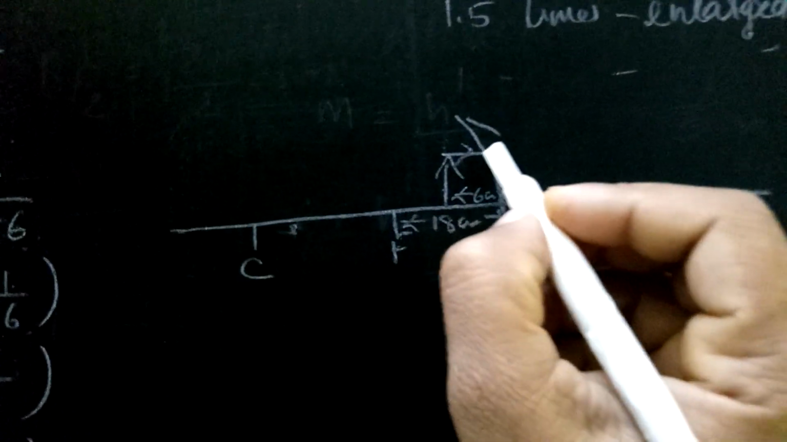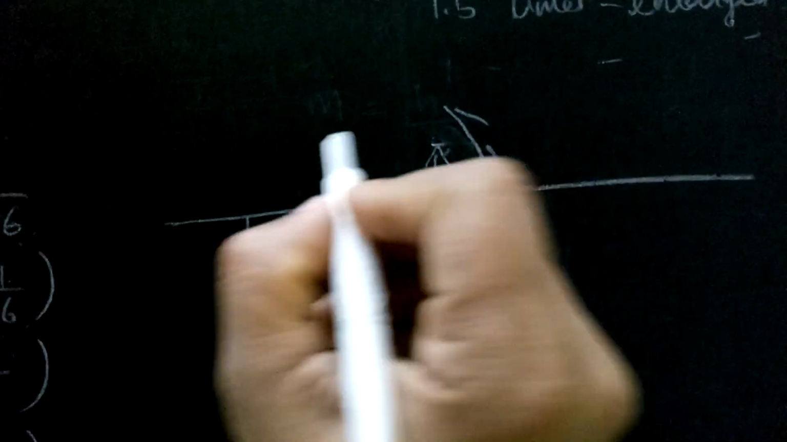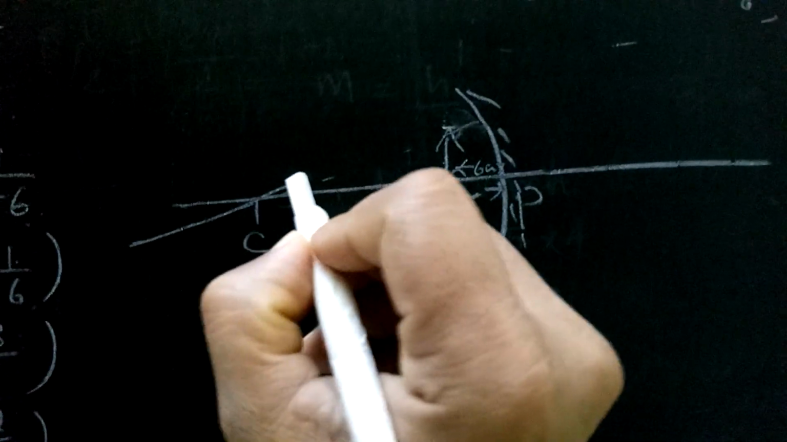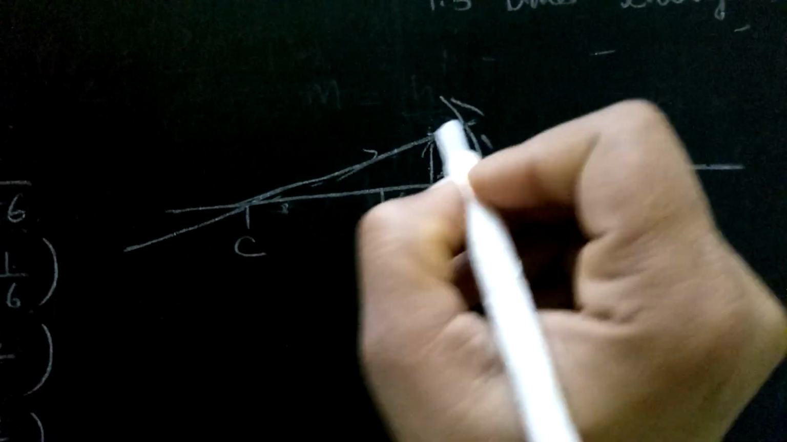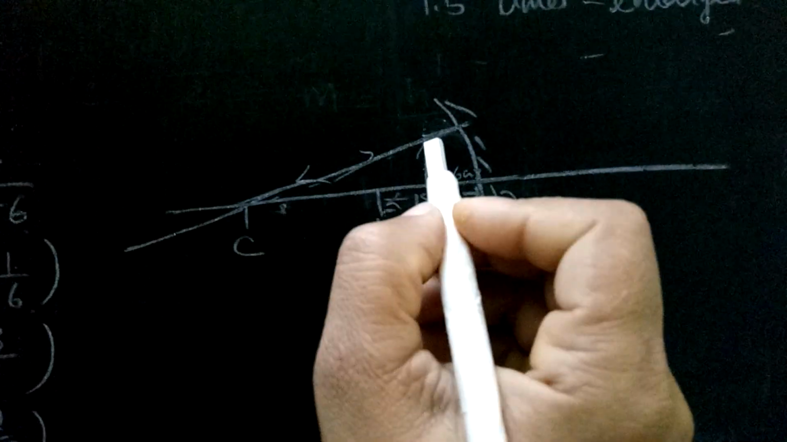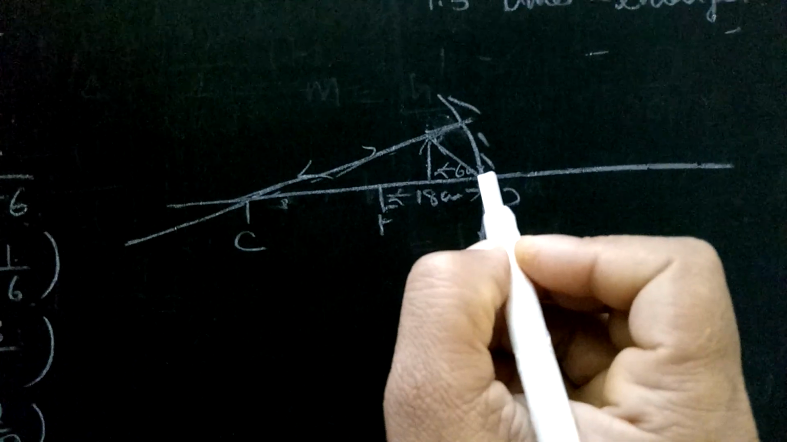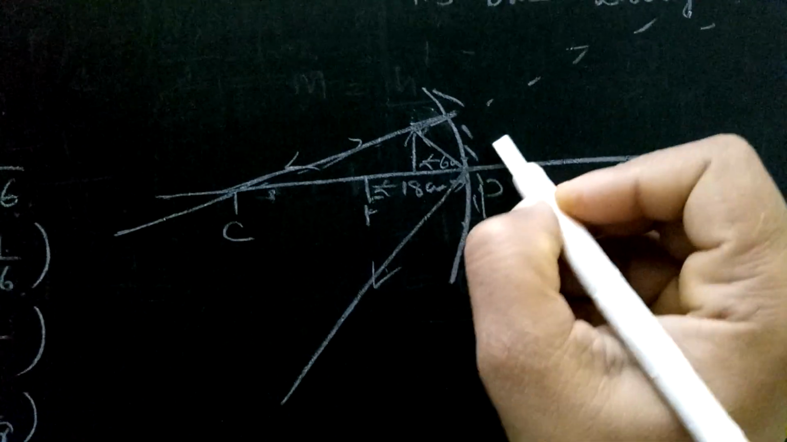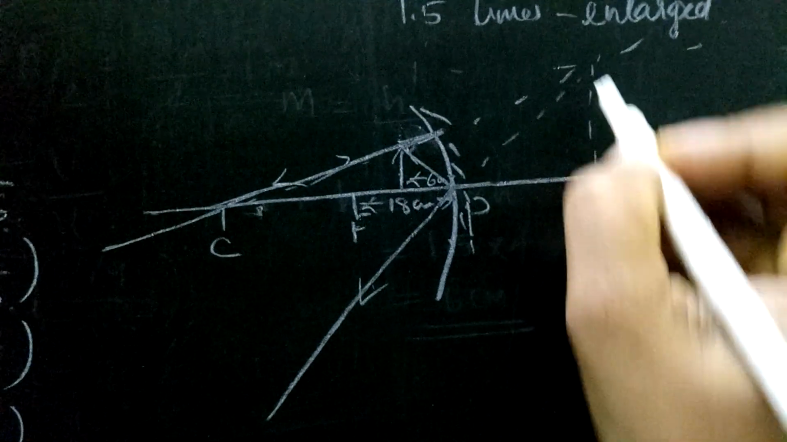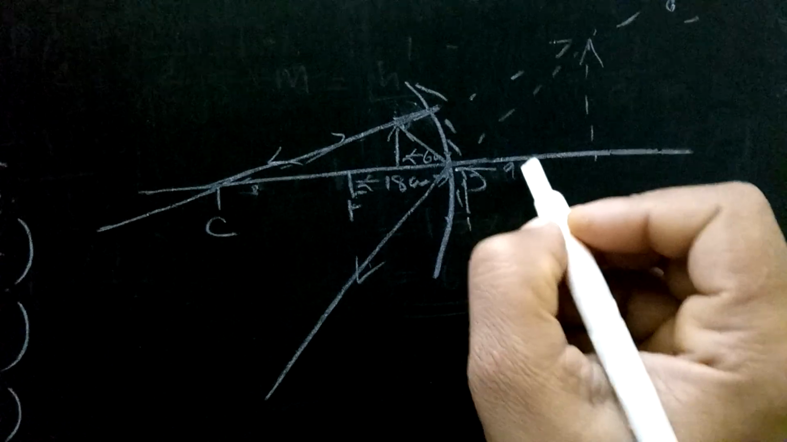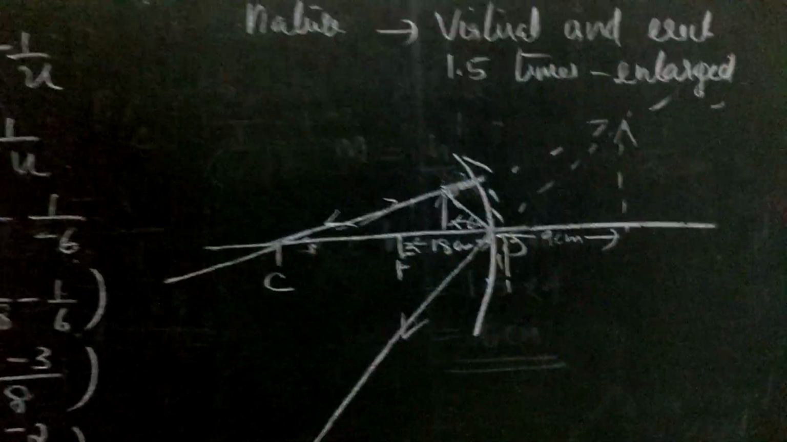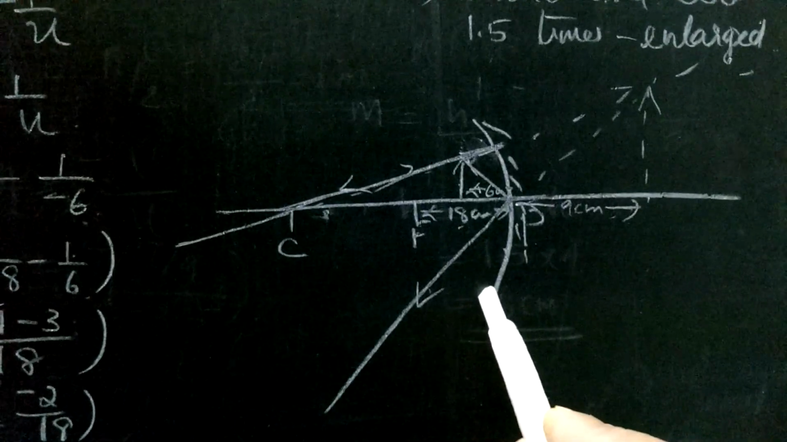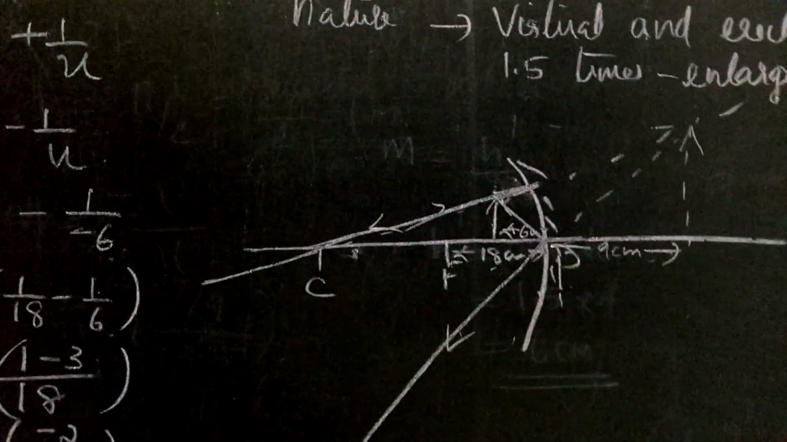So then first, not parallel, passing through the center of curvature you can draw, isn't it? Passing through the center of curvature, retraces same path. Then next one at the pole, isn't it? So that also you can draw, and then it appears to come from a point where the image is formed. So here this image distance is 9 centimeter. Okay, so you should write the measurement like this after drawing the diagram. Is it clear to you? This is the way of representing in a diagram.